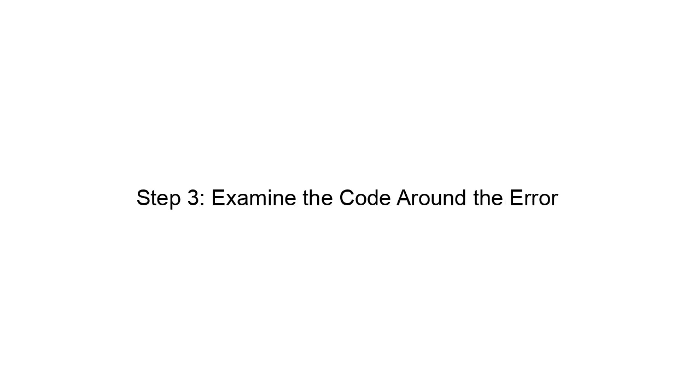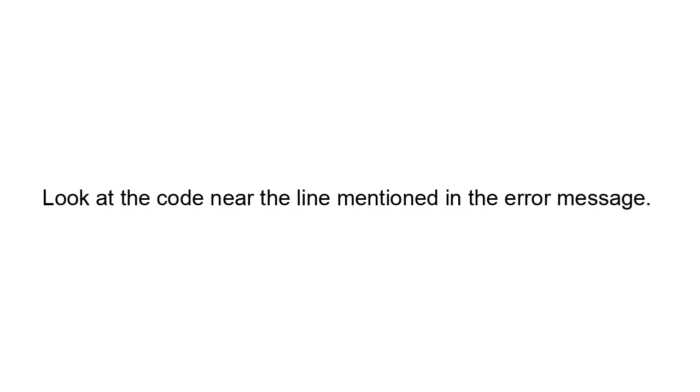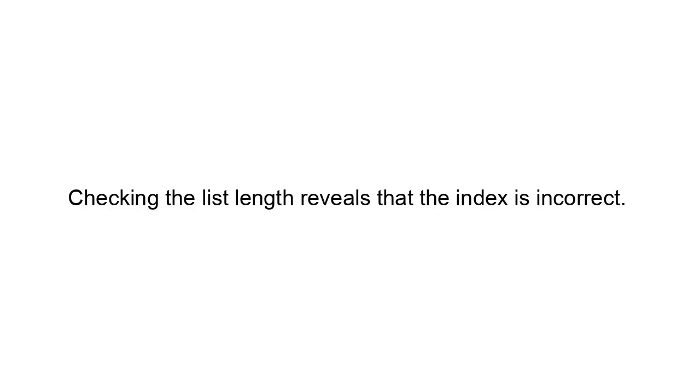Step 3. Examine the code around the error. Look at the code near the line mentioned in the error message. Example: numbers = [10, 20, 30]. print(numbers[3]). Checking the list length reveals that the index is incorrect.